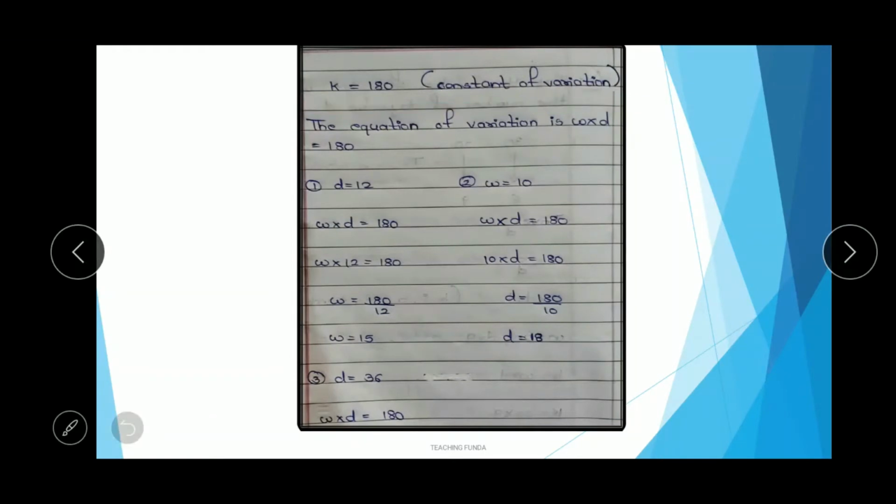Now the equation of variation is what? W into D is equal to 180.